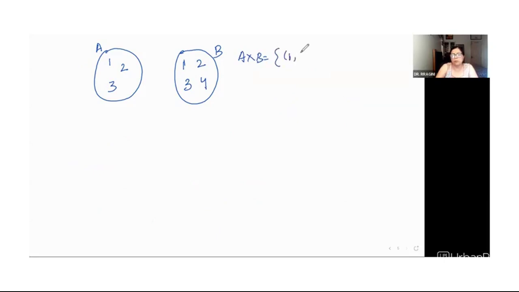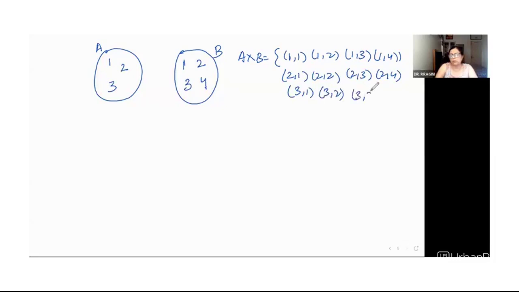1,1; 1,2; 1,3; 1,4; 2,1; 2,2; 2,3; 2,4; 3,1; 3,2; 3,3; 3,4.